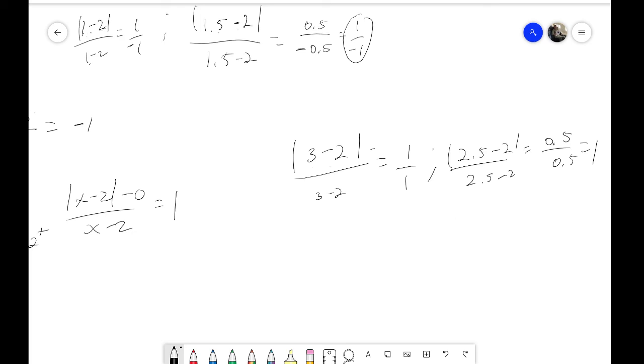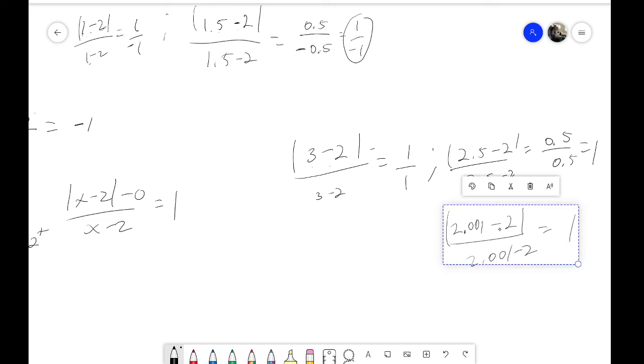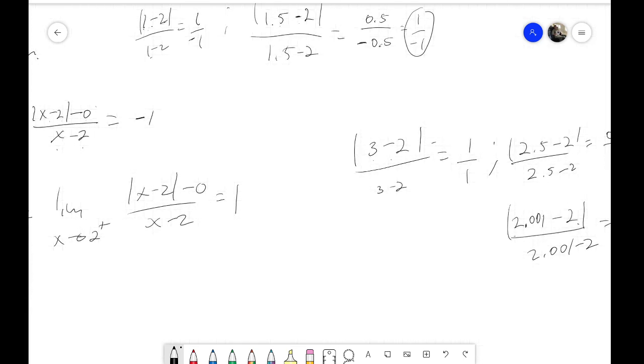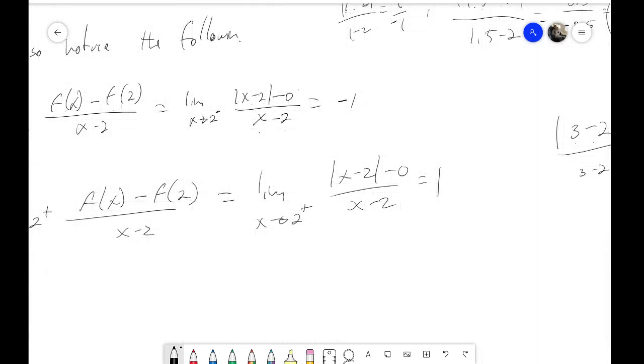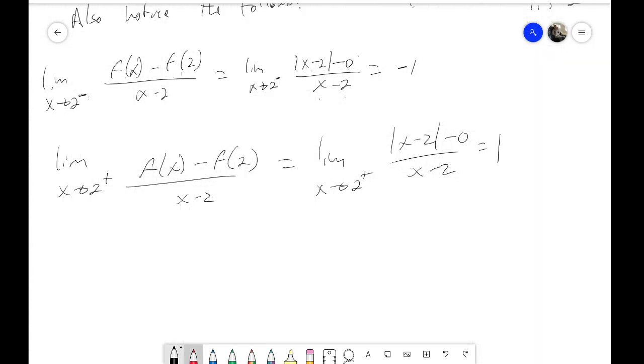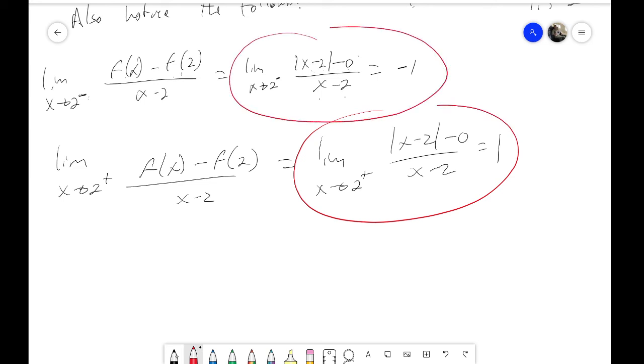If you pick an even closer value like 2.001, 2.001 minus 2 divided by 2.001 minus 2 is also going to give you 1. Because these are positive numbers, the top is bigger than that, so it's going to be positive. And then when you divide by itself, it's just going to give you 1. So we get 1. This limit is 1. This limit is minus 1.